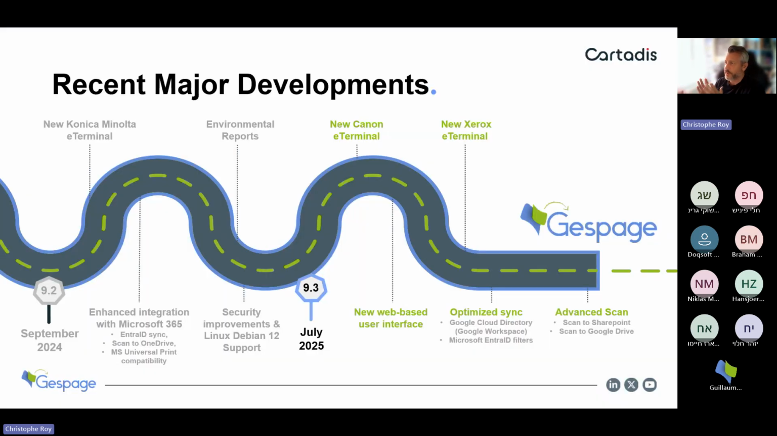So this is what we've done recently on the major developments done on Gespage. The last version of Gespage was the 9.2 in September 24. At this time, we did add the new Konica Minolta eTerminal. We added also the environmental reports in the reporting section. We also improved the integration with Microsoft 365, with Synchronization, Scan to OneDrive. We reactivated universal print compatibility. Some security improvements were done as well, and Linux compatibility as well.